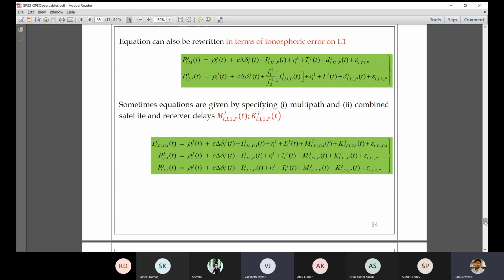But the second one is replaced by the term F1 squared by F2 squared multiplied by I1. Ideally, it is written as I2, or simply IL2, which is represented here as F1 squared by F2 squared multiplied by I1, because it is inversely proportional to the square of the frequency. Okay, just see it.